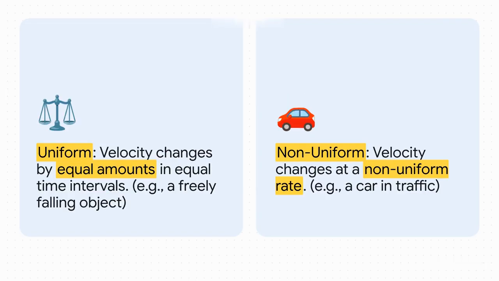And it's also super important to get that acceleration isn't always a smooth, steady ride. Something falling through the air has uniform acceleration. It gets faster by the same amount every single second. But think about a car in traffic. That's the perfect example of non-uniform acceleration. You're speeding up, slowing down, stopping. Your velocity is just all over the map.